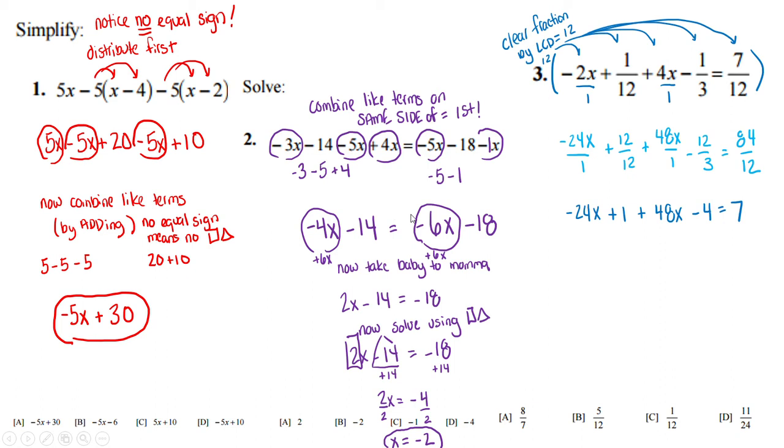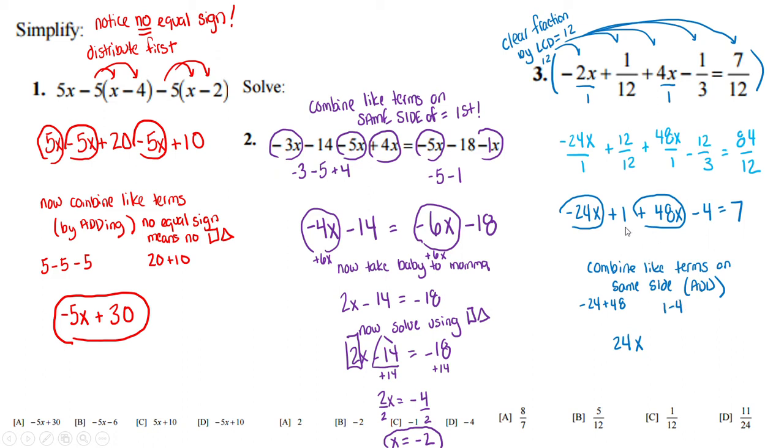Now, just like the last question, we have like terms here. So start with your x's and notice that your x's are on the same side of the equal sign, so you're just going to add them together. Negative 24 plus 48 gives us positive 24x. Also notice that we have 2 whole numbers on the left-hand side, so we're going to add those together, or in this case subtract, because we're not changing that sign. So 1 plus negative 4, or 1 minus 4, is minus 3. So right now your equation is 24x minus 3 equals 7.